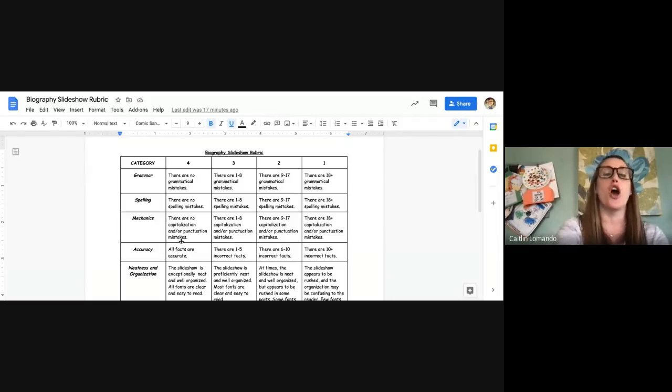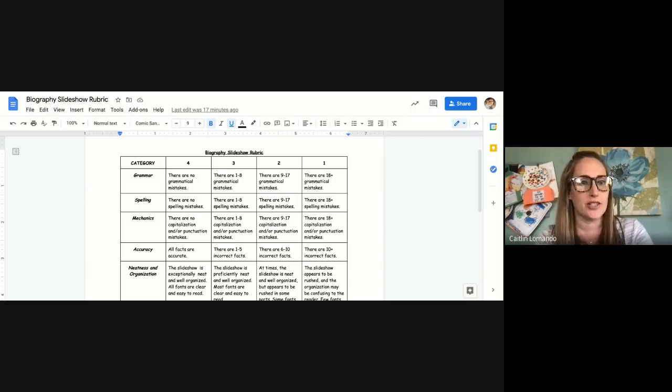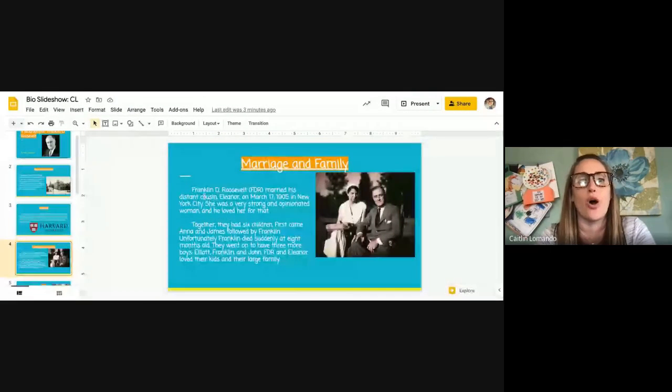Mechanics. There are no capitalization or punctuation errors. So when looking at our slideshow, I'll go to a different slide this time. We want to make sure that all of our names, Franklin D. Roosevelt, that is a proper noun, starts with capital letters. Eleanor, again, capital letters. March, that's a month. You're looking to make sure that all of your sentences start with capital letters, all of your names or specific places start with capital letters, and end with proper punctuation.